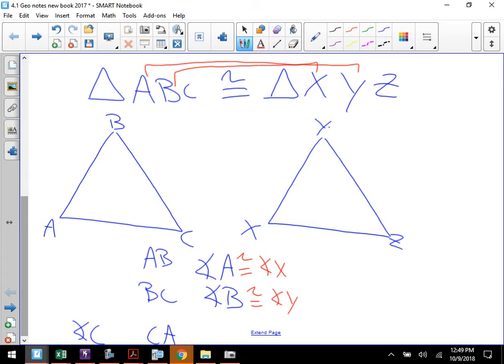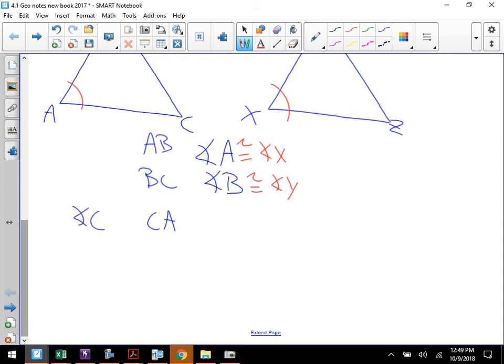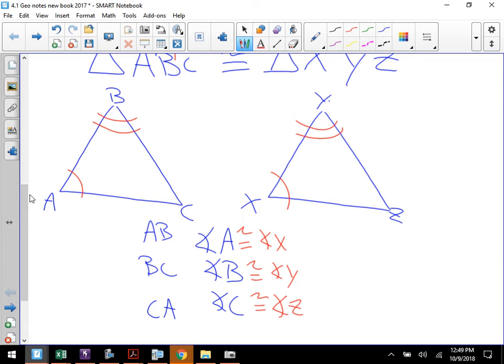Okay. So if I mark up angle A, angle X, angle B, angle Y. Angle C has to then match with Z. And if I use 3 tick marks here, I use 3 here. Okay.